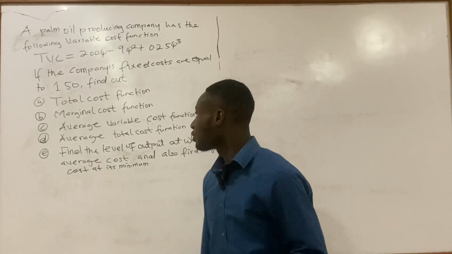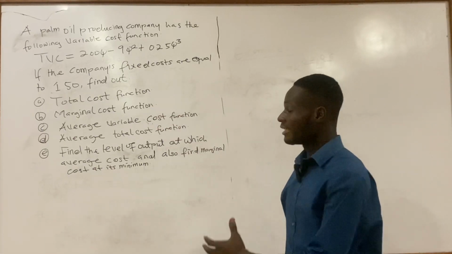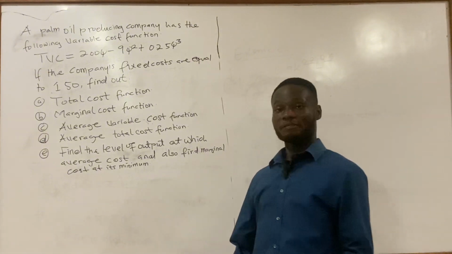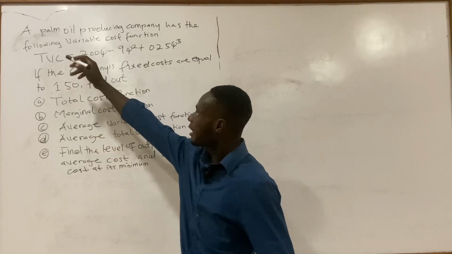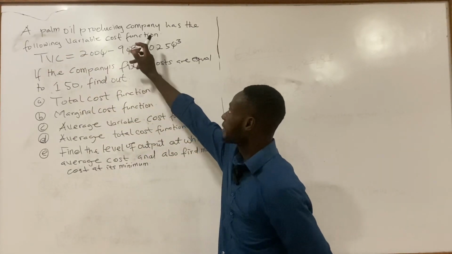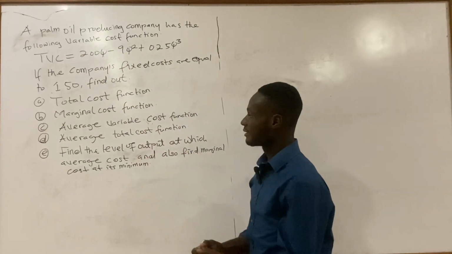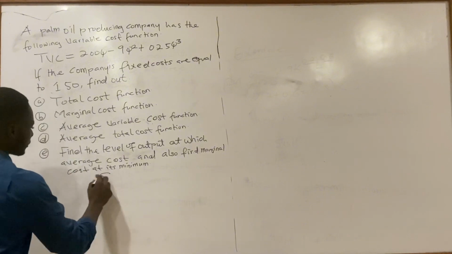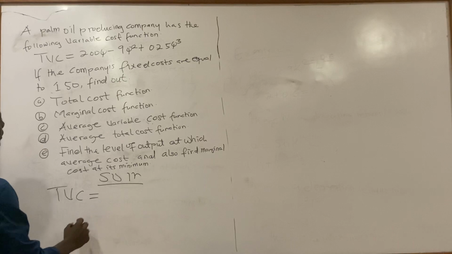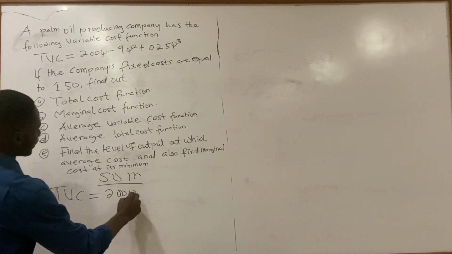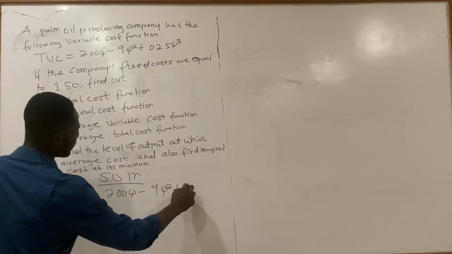So, how do you go about this question if you are given it in an exam, in a quiz, or in any field that you find yourself? Let's go. A palm oil producing company has the following variable cost function. So this is a variable cost function. Total variable cost function is equal to 200q minus 9q squared plus 0.25q cubed.